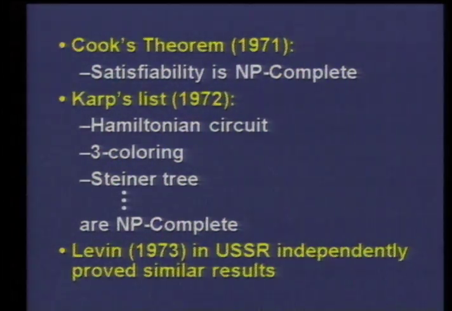Interestingly, it turned out that there was a school of researchers in the Soviet Union who were independently pursuing these problems. And Leonid Levin, who is now a professor at Boston University, in 1973 independently proved similar results, except that his universal problem, instead of satisfiability, was a problem similar to jigsaw puzzles, which involved arranging a set of dominoes to cover a finite region of the plane subject to constraints about how dominoes could be fitted together.